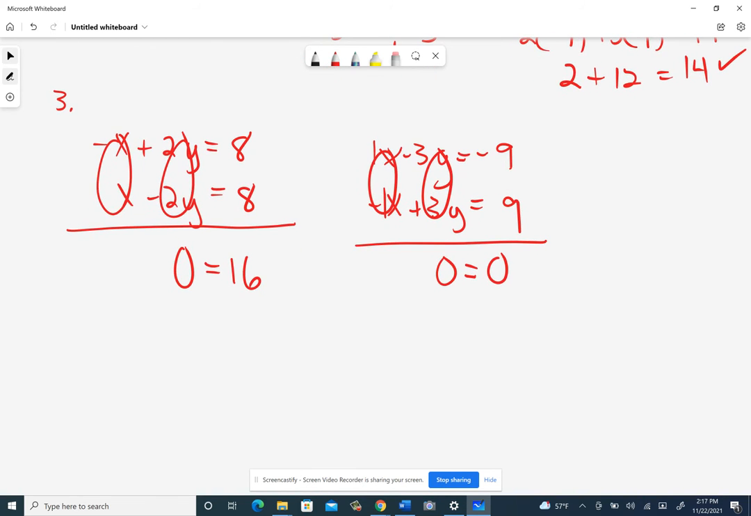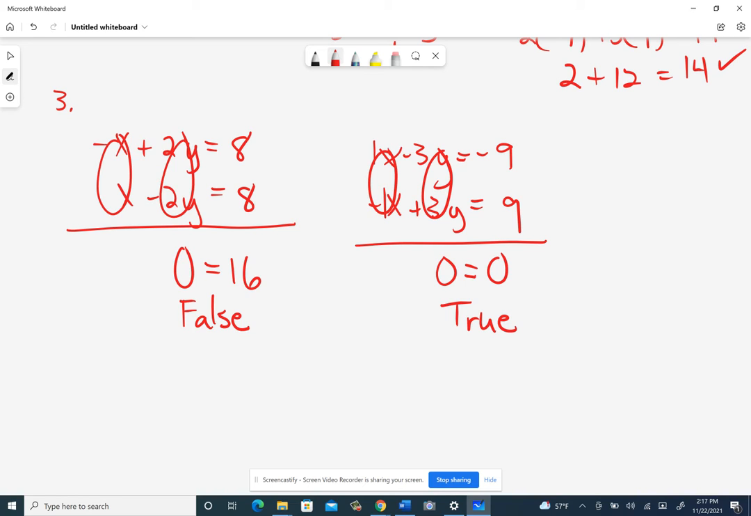Whenever you get that situation where you lose both of your variables, when you're trying to eliminate one of them but you eliminate both, and the resulting statement is just false or a statement that's always true, that's an indicator that you have a special case. Okay?